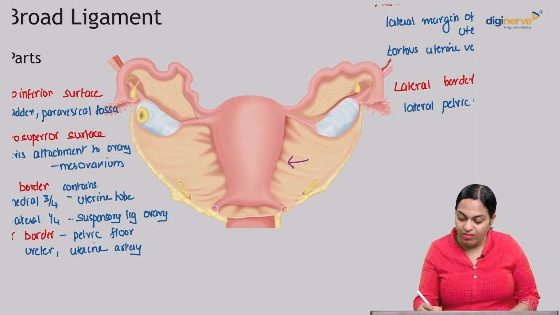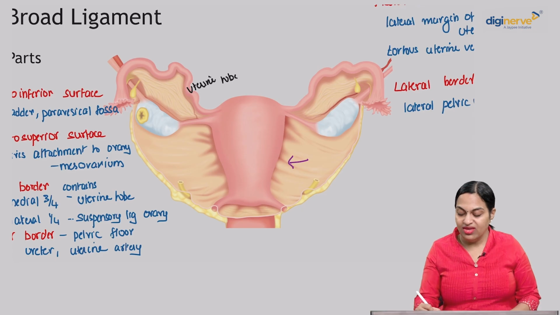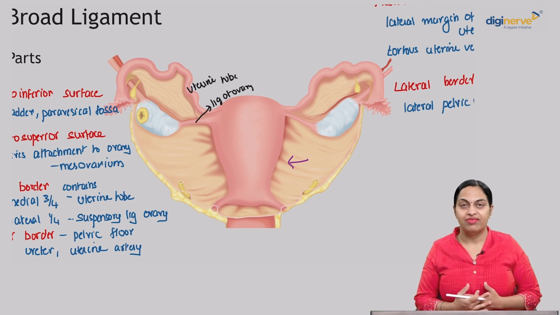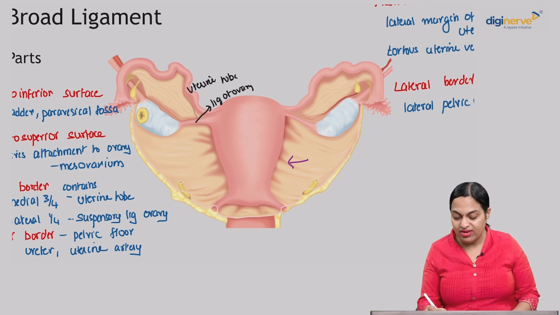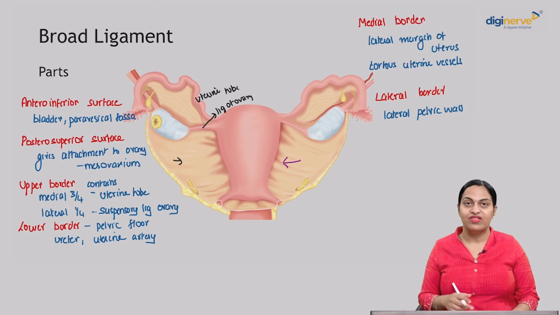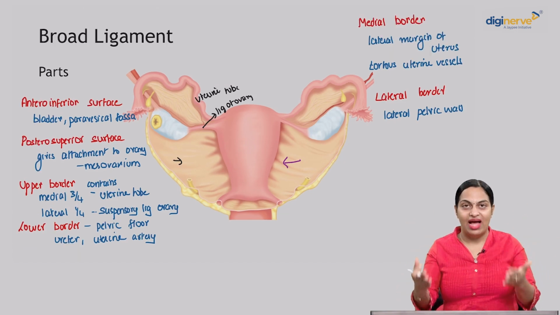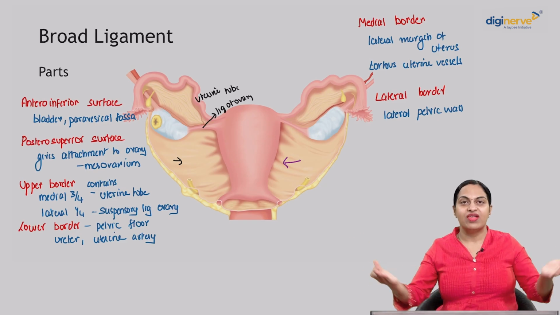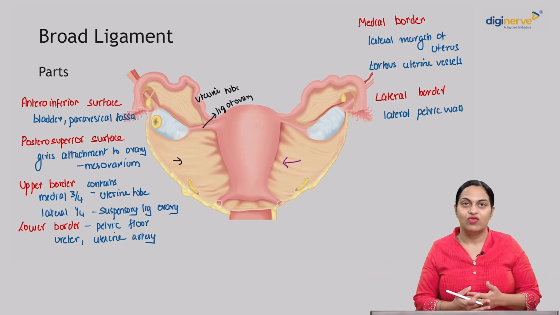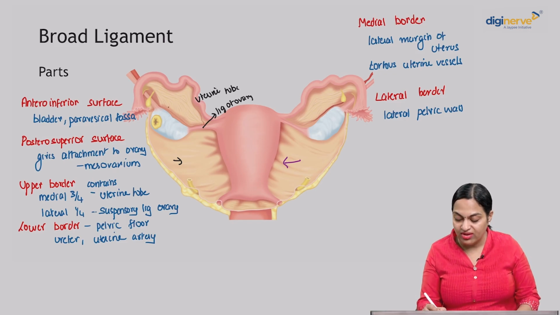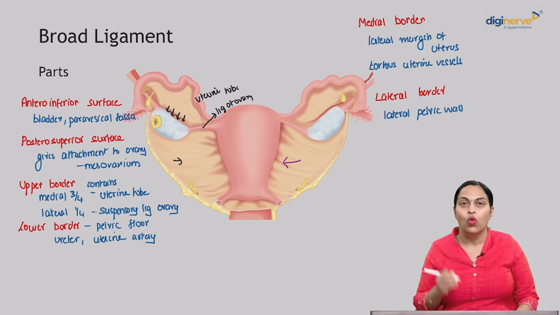So here you can make out the uterine tube. This is the ligament of ovary. So we are seeing it from the posterior aspect, right? Okay. So what you're seeing here is the postero-superior surface in this image. The antero-inferior surface will be related to the bladder in the midline and paravesical fossa on the lateral sides of the bladder. The postero-superior surface that you see here will give attachment to the ovary.